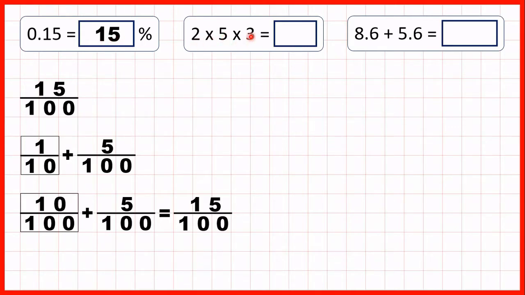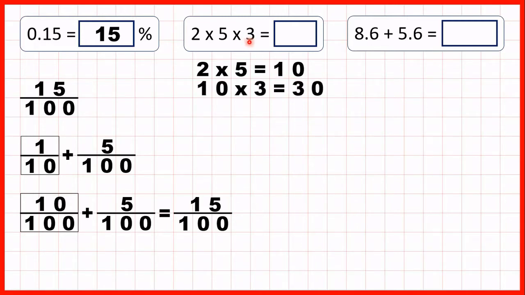2 times 5 times 3. Well, 2 times 5 is 10, and then we can take that 10 and multiply it by the last number in our question. And 10 times 3 is 30, so that's our answer.